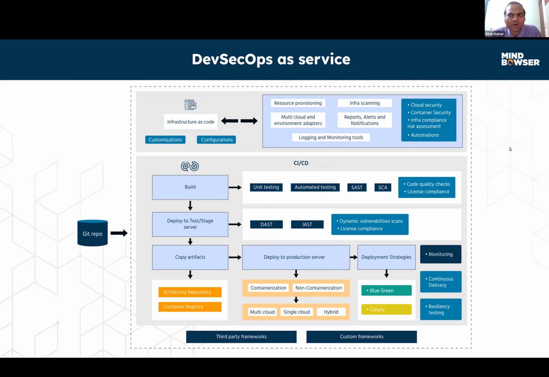Otherwise, in a manual process, we might miss SAST and implement only DAST, or we might miss SAST, DAST and SCA. But if you implement these as phases in every step of the CI/CD pipeline, we will not miss anything. And then once the application is deployed, whether containerized or non-containerized, we do security checks even at the infra level.